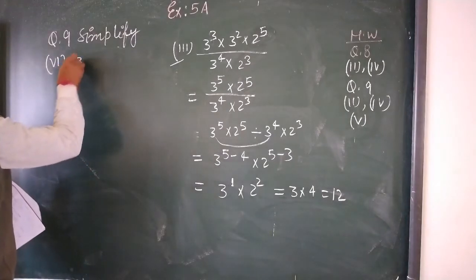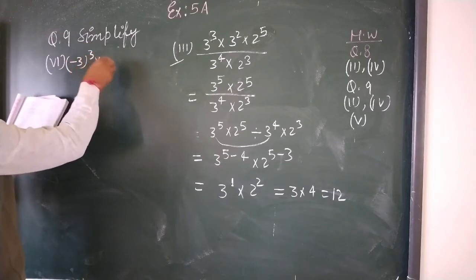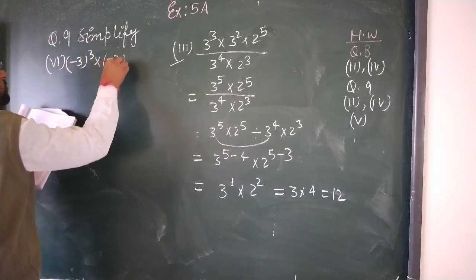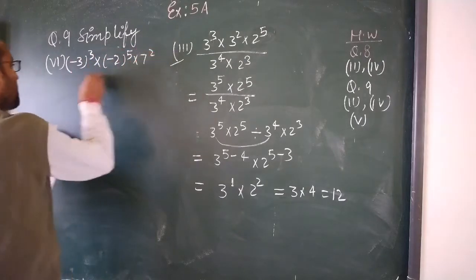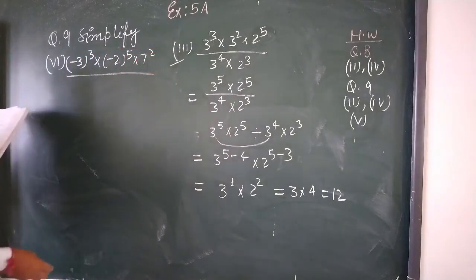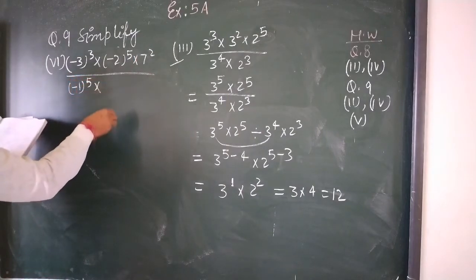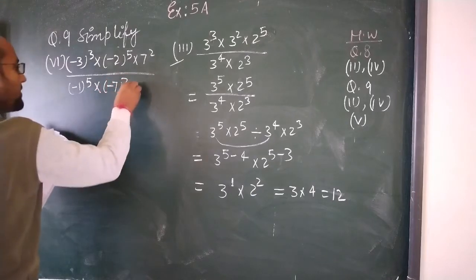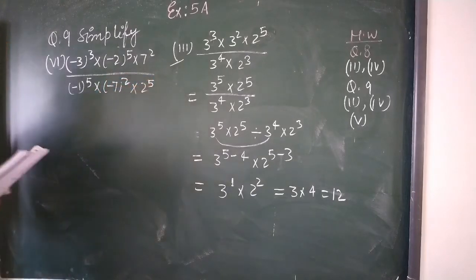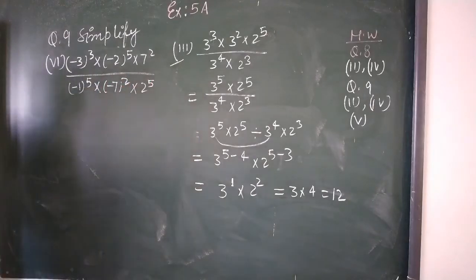Minus 3 to the power 3, minus 2 to the power 5, and 7 to the power 2, upon minus 1 to the power 5, minus 7 to the power 2, and multiply 2 to the power 5. Okay students, this is your question number 6.